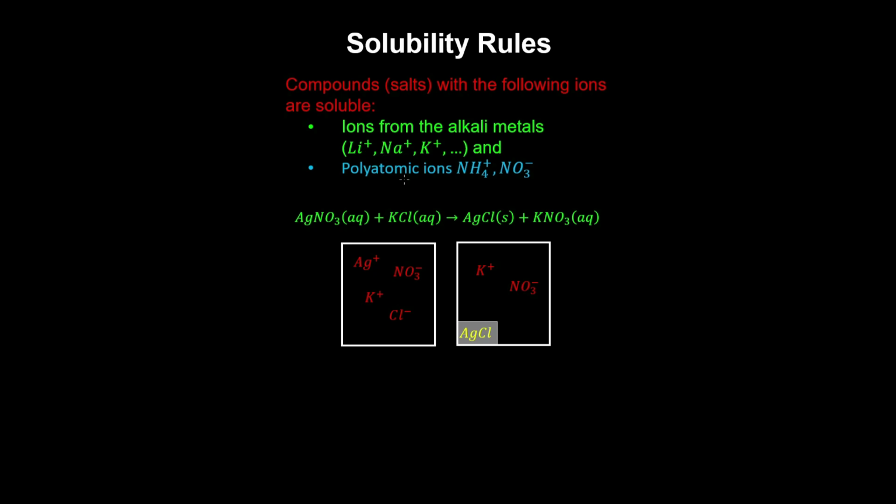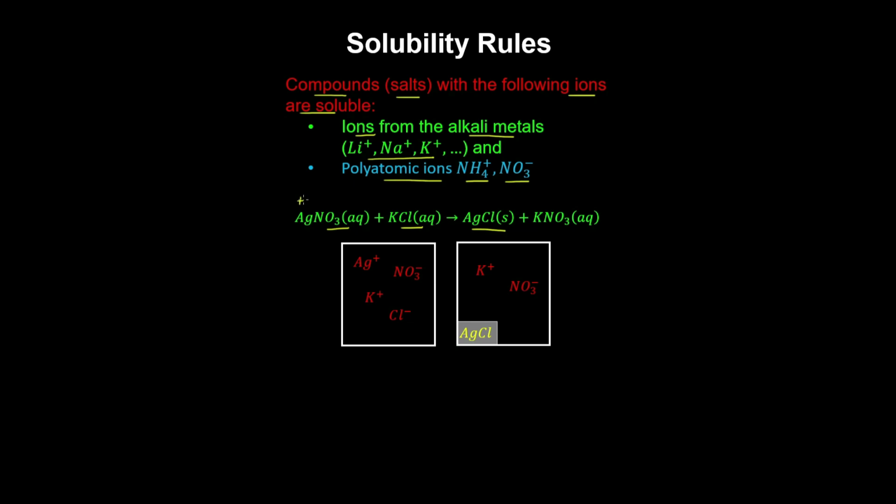Precipitation reactions involve mixing ions in aqueous solution to produce an insoluble or sparingly soluble ionic compound. And we need to remember the following main solubility rules. So compounds, which are salts, with the following ions are soluble. So those that have ions from the alkali metals or group 1 of the periodic table are soluble, and compounds with the polyatomic ions ammonium or nitrate are soluble.